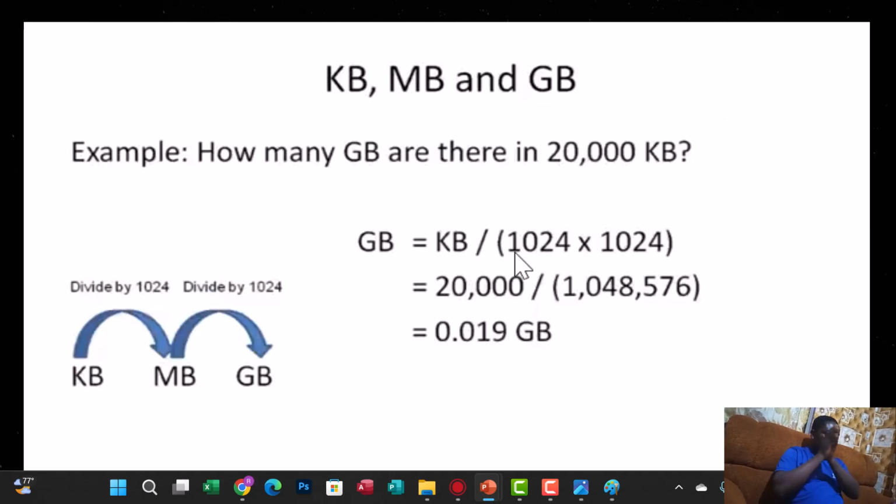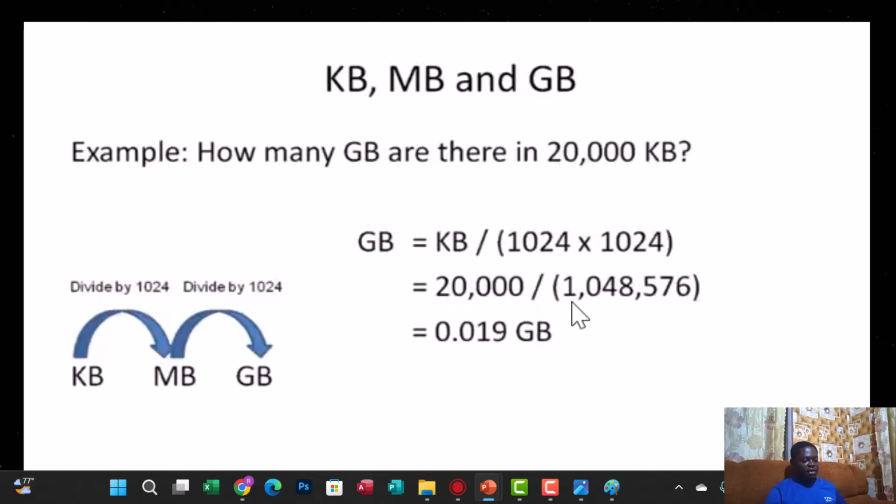In that case, you would have to multiply the first kilobyte to 4. That's why you have to multiply 1024 by another 1024 to get this. Then we can go ahead with our division. Here you now divide the entire figure, and when you divide, it will give you this one.